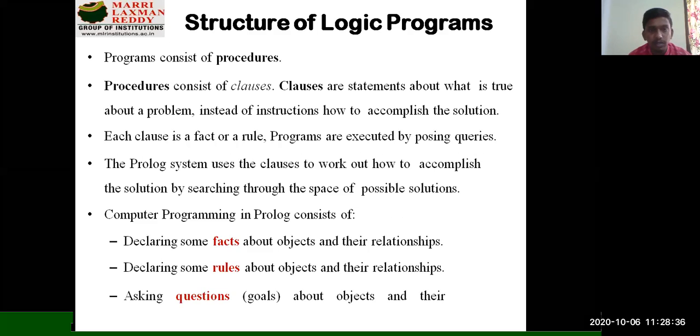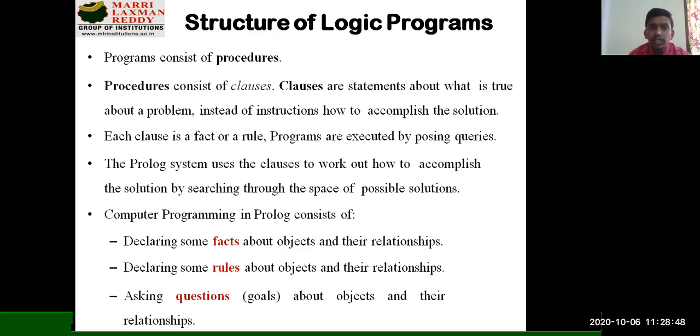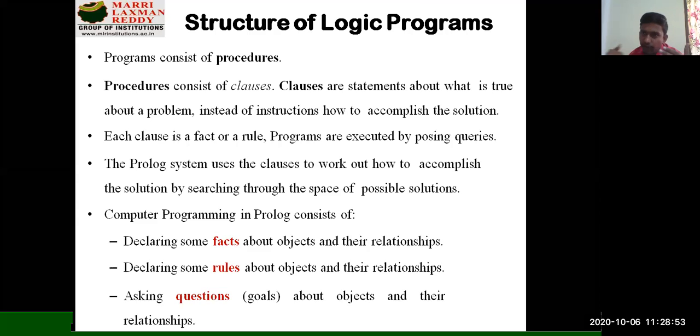Let's see the structure of logic programming in Prolog. A program consists of procedures. What actually is a procedure? A procedure consists of clauses. Clauses are statements about what is true about a given problem. Basically, we have a set of premises given, and we are asked to draw a conclusion. Here, this is called a problem.